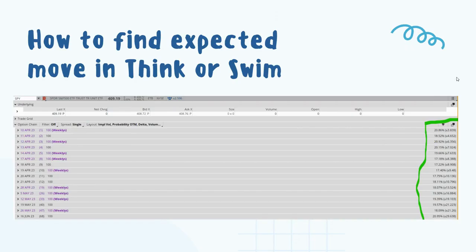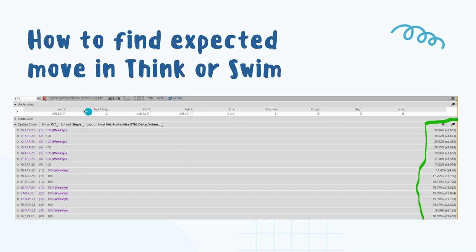So how do you find the expected move using a Thinkorswim brokerage? All you got to do is type in the name of the ticker symbol on the top left, and then on the right side of the screen, you want to look at the plus minus numbers, and that shows how much higher or lower the expected move is. That's again around 68% of the time the price will fall above or below that range.